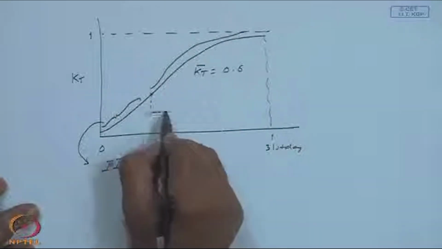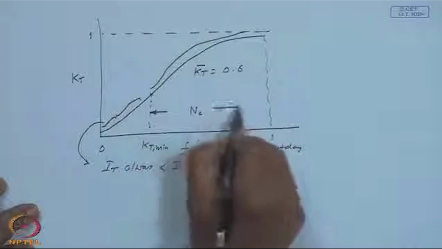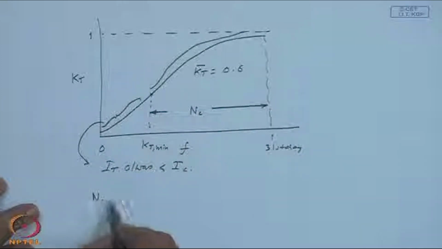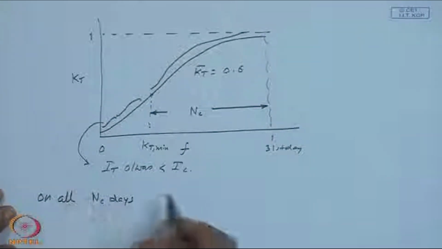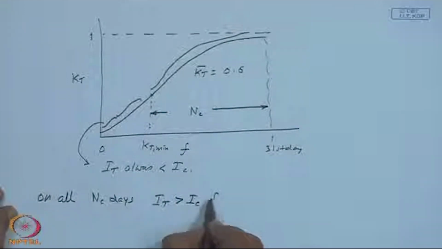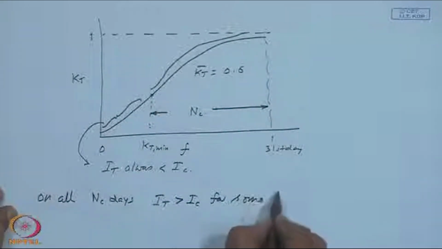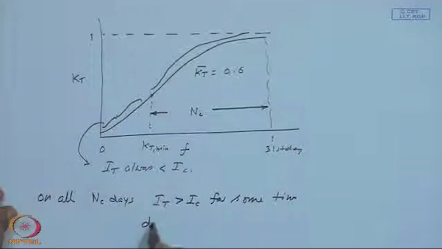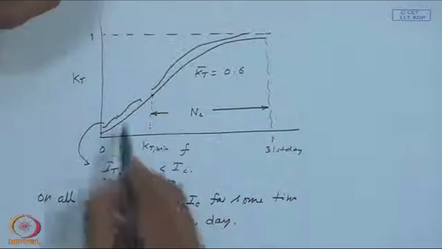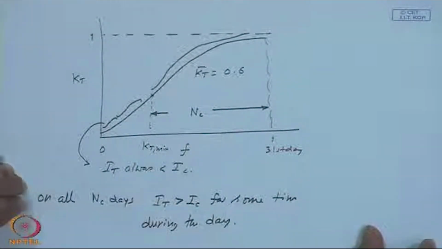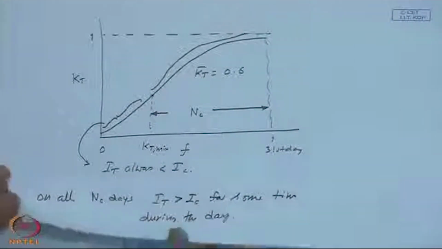So, in these NC days, on all I t is greater than I c for some time during the day. So, in identifying KT minimum, I set the maximum radiation instead of the noontime radiation, because it can take care, in principle, of a non-south facing surface as well as concentrating collectors.